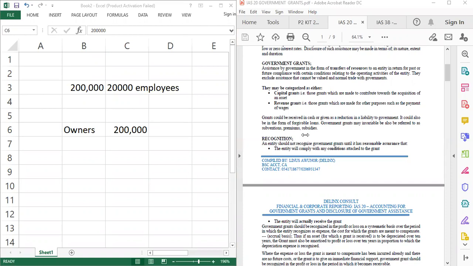Okay. To be taken as, Esther, to be treated as what? As a donation. It will be treated as a donation from what? From the shareholders of the company. Okay. So it will be treated as a donation from the shareholders of the company. That is very nice.